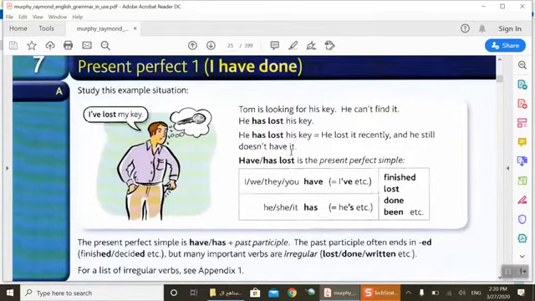So this is the use of present perfect. There is a relationship between past and now. There is a connection. Something happened in the past, like losing the key. In the past he lost the key, and now he doesn't have the key. So we say, he has lost his key. There is a connection between past and now.